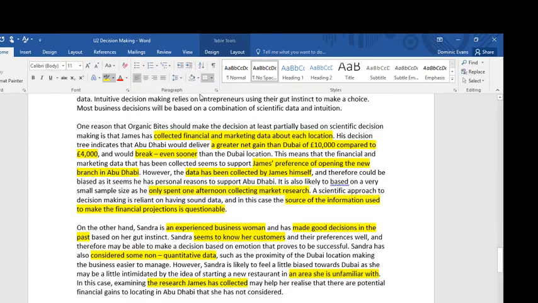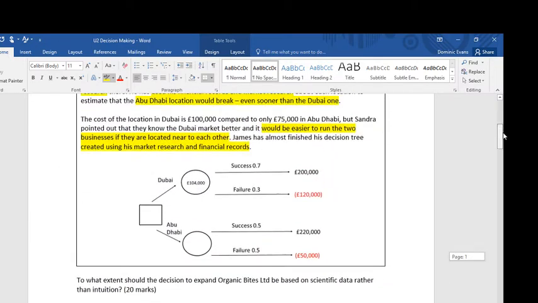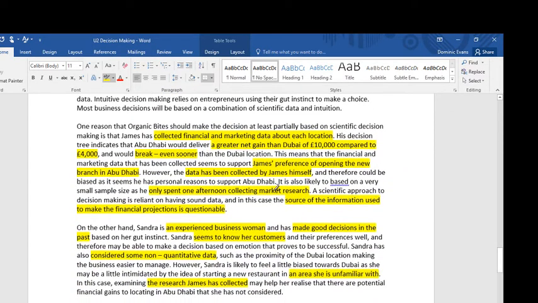One reason that Organic Bites should make the decision at least partially based on scientific decision making is that James has collected financial and marketing data about each location. His decision tree indicates that Abu Dhabi would deliver a greater net gain than Dubai, of £10,000 rather than £4,000. That's calculated using the decision tree. This is a favourite trick of AQA. If you can do a calculation that's not in the case study and put that in, that shows really good use of the case study and application.